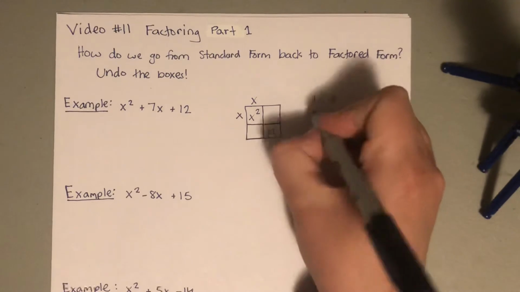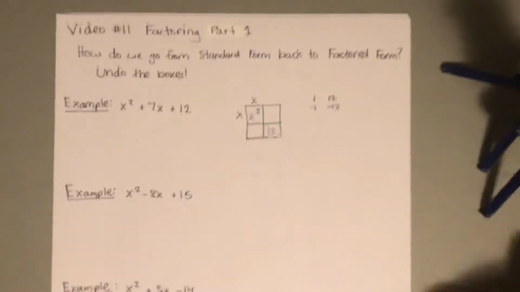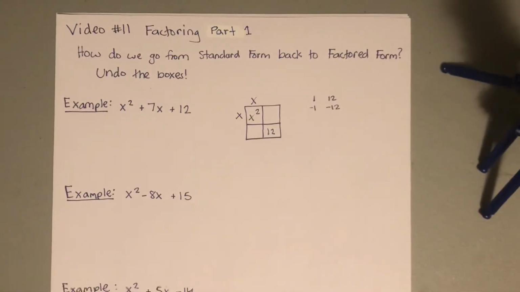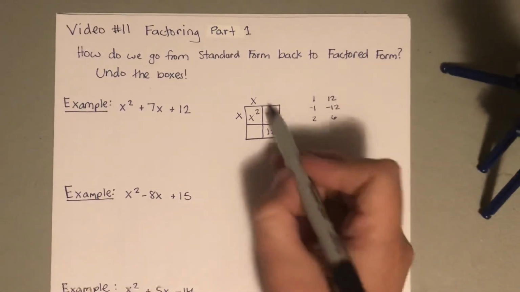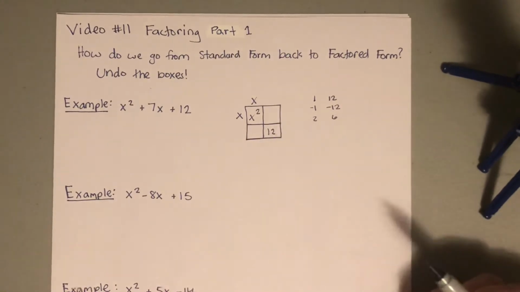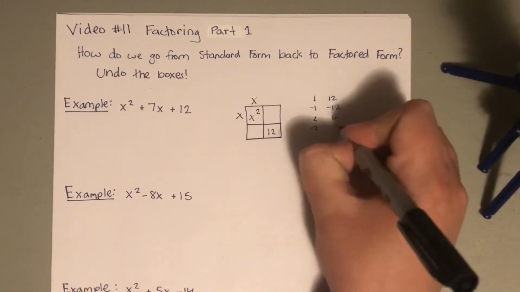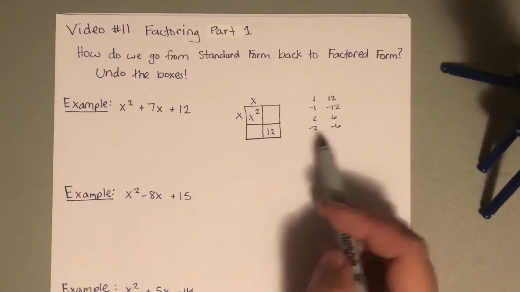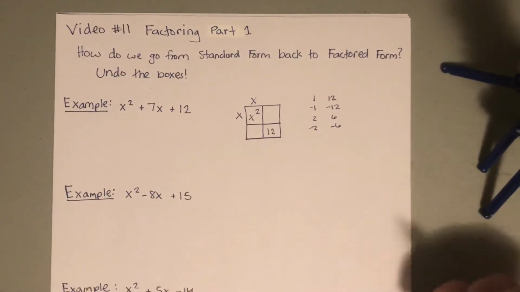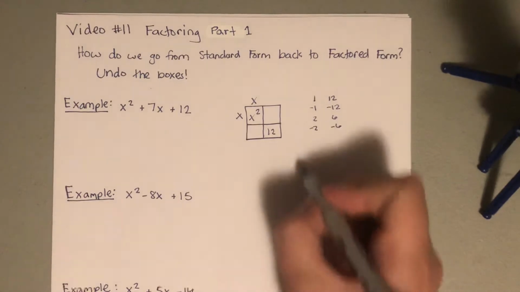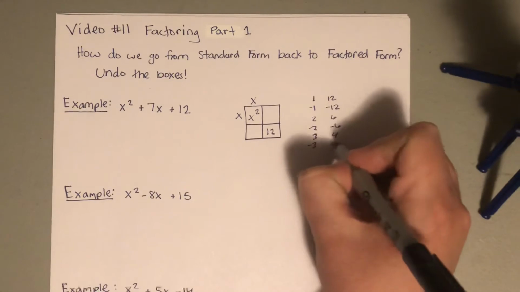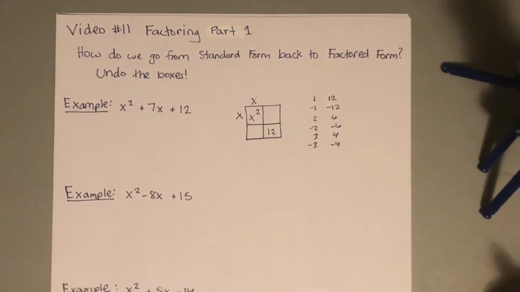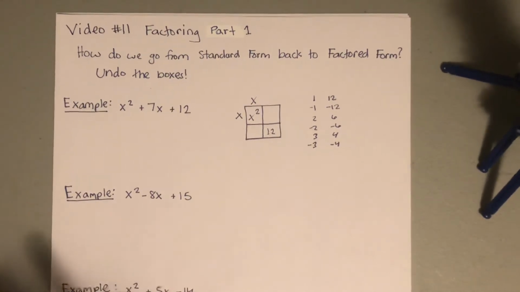Let's think of some more. We could also have -1 and -12. We could have 2 and 6. That could be a 2, that could be a 6, and that would put a 12 right there. Or -2 times -6, because remember a negative times a negative would give us a positive 12. Another way that multiplies to be 12 is 3 and 4, or -3 and -4. So those are all the ways to multiply to be 12 if we're just talking about integers, no decimals here.